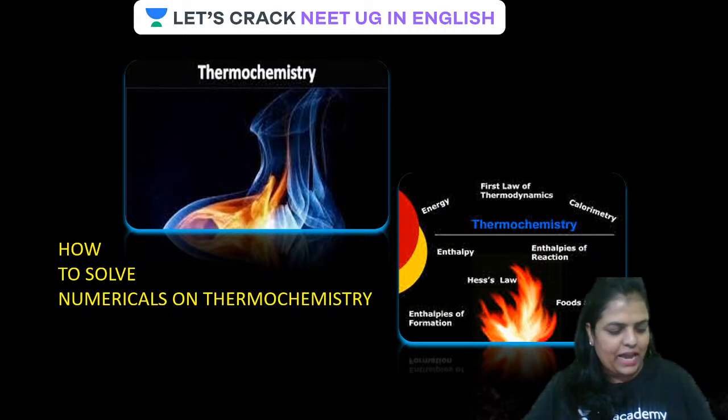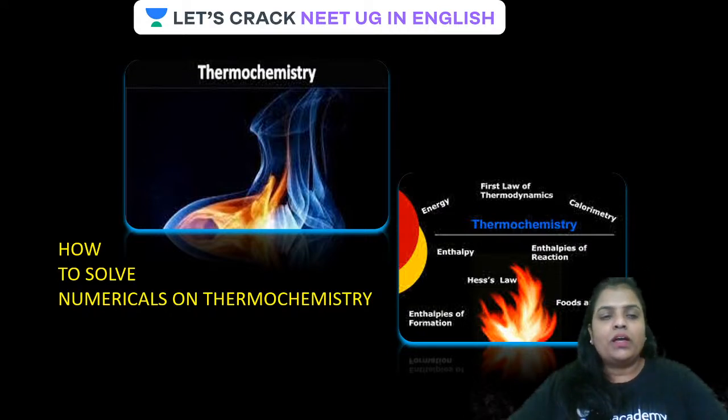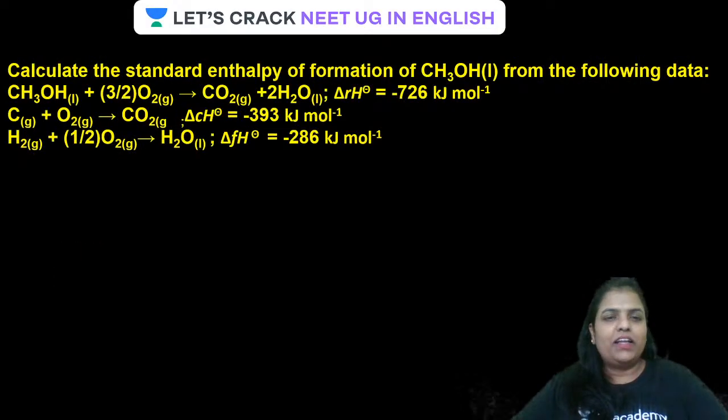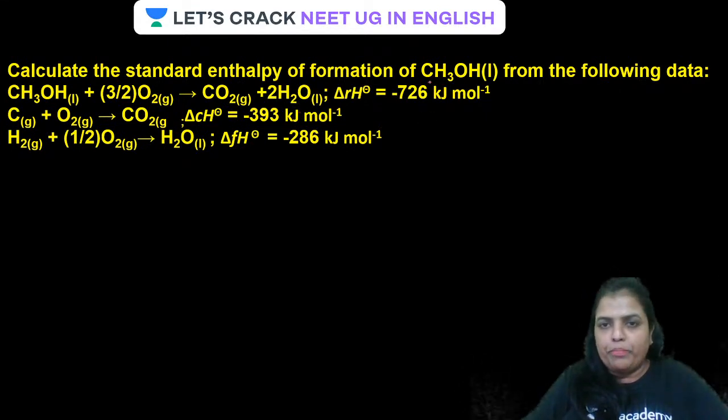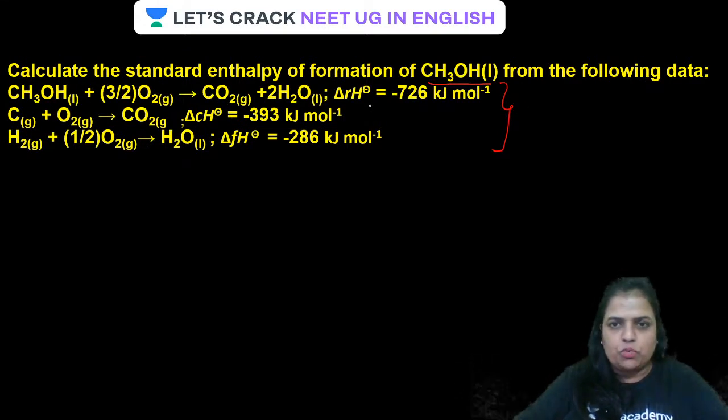Have a look at the screen now. How to solve numericals on thermochemistry. Let us see this question wise. The very first question: calculate the standard enthalpy of formation of methanol from the following data. It's very, very simple from here. These are the data given over here. This is the first equation, and it is all about combustion of methanol.